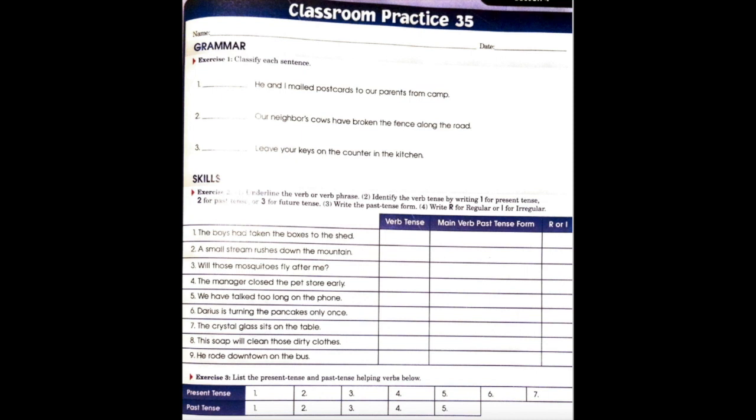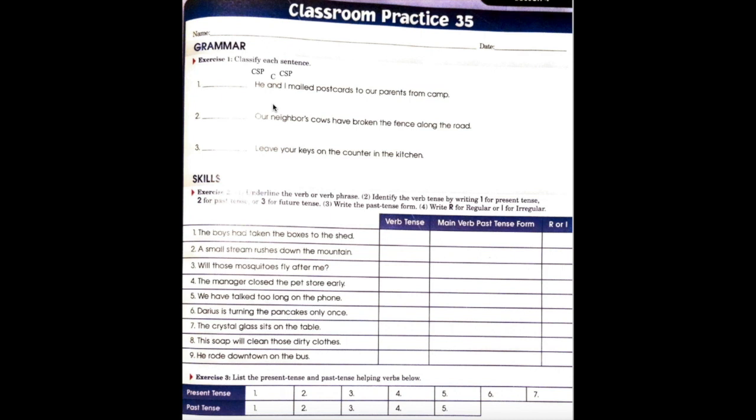Okay, exercise 1 says classify each sentence. Sentence number 1 says, he and I mailed postcards to our parents from camp. Who mailed postcards to our parents from camp? Who is the sentence about? The answer is he and I. So he and I are our subjects. It's a compound subject. He is a compound subject pronoun because he is a pronoun. I is also a compound subject pronoun because I, of course, again, is a pronoun. And is always a conjunction, so we label it C.